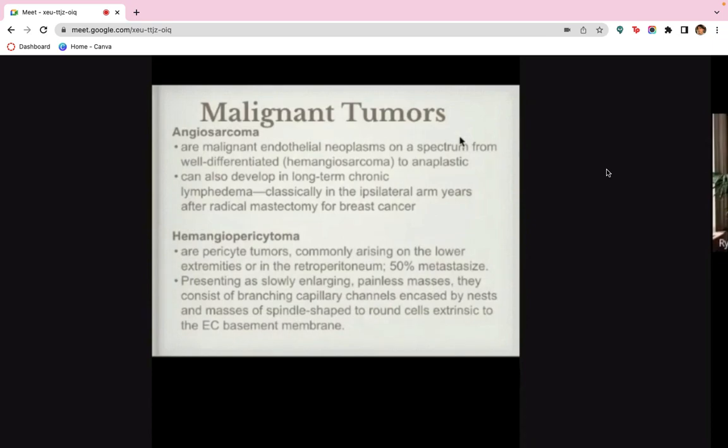Next, we have your hemangiopericytoma, which are pericyte tumors commonly arising on the lower extremities. Fifty percent metastasize. It usually presents as a slowly enlarging painless mass that consists of branching capillary channels encased by nests and masses of spindle-shaped to round cells, extrinsic to the extracellular basement membrane.